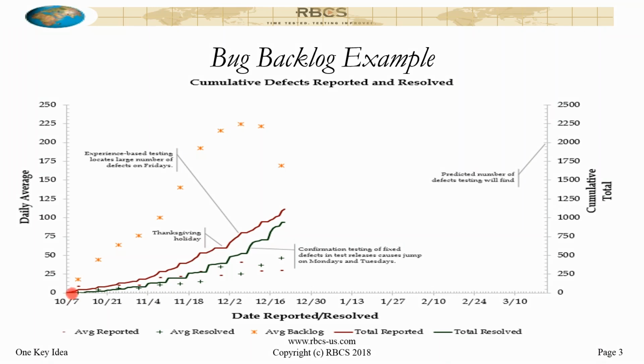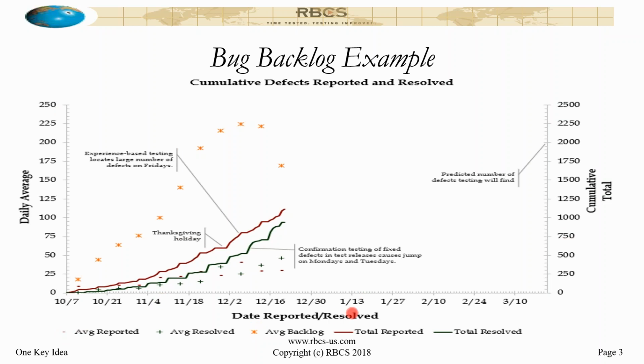So there are two data sets, the red line and the green line, which are graphed against this axis over here on the right-hand side. And then there are three other data sets, including the average backlog, which are graphed against the axis on the left side, which you'll notice is 1/10 of the axis on the right side. So it has the effect of magnifying the numbers of the three data sets graphed against it, which are average reported, average resolved, and average backlog.